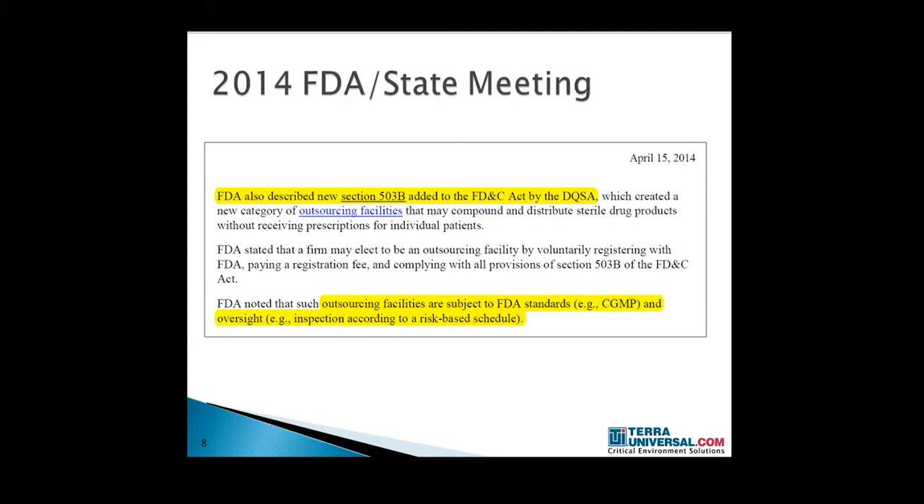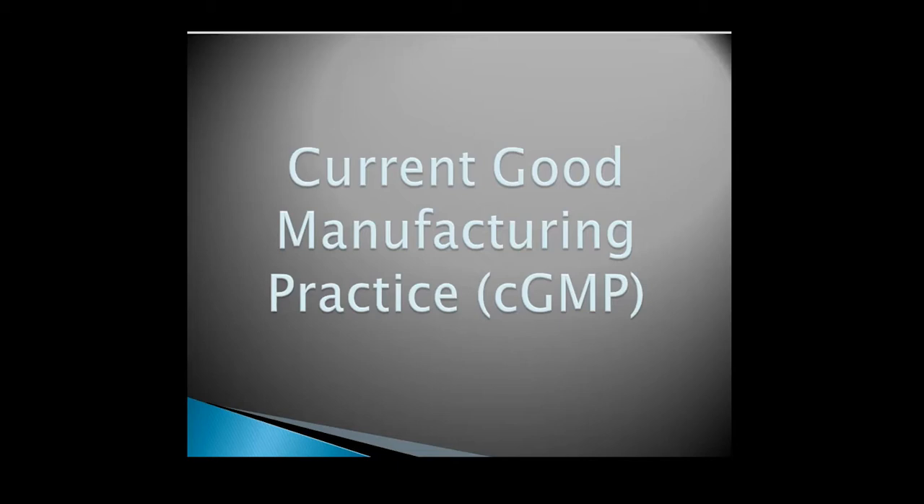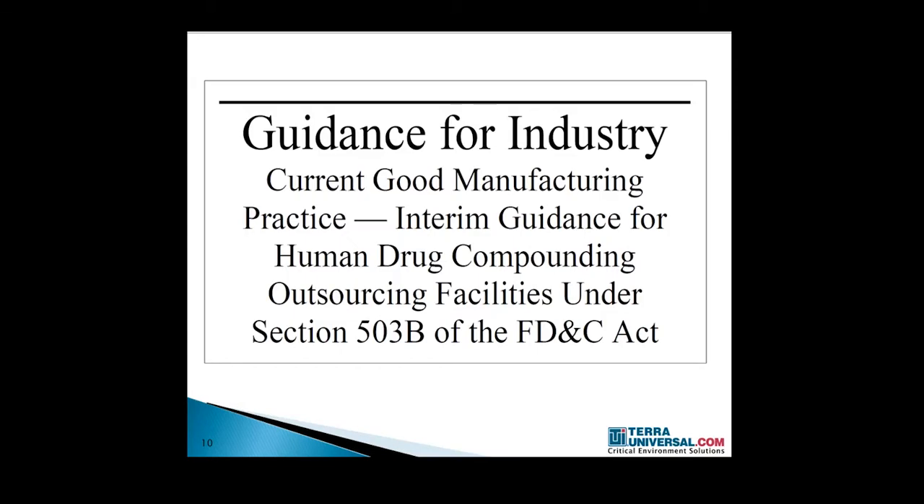So what are the CGMPs that outsourcing facilities are going to be expected to follow, or are currently being expected to follow? So a few months after that meeting we just discussed, in July of 2014, the FDA published a draft guidance document that would generally explain their expectations for the 503B outsourcing facilities. In this guidance document, the FDA announced their expectations for outsourcing facilities. The key point to understand about this draft guidance is that these documents are only the expectations of the FDA during the interim period until they write a more definitive guidance document.